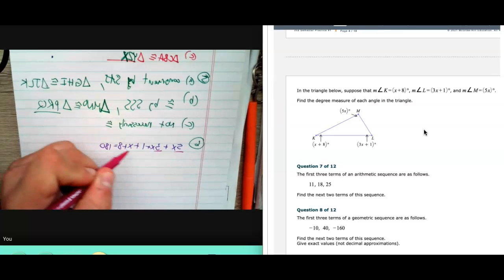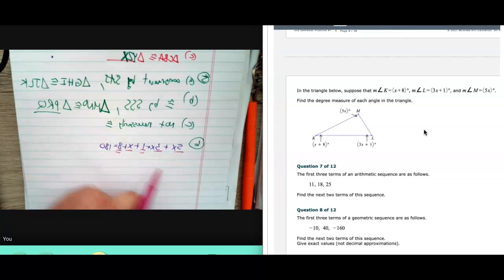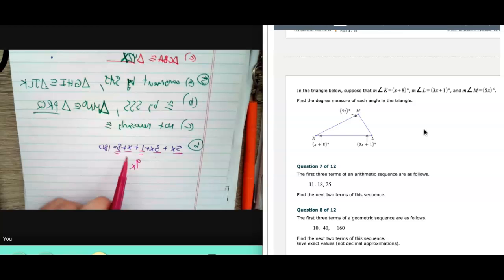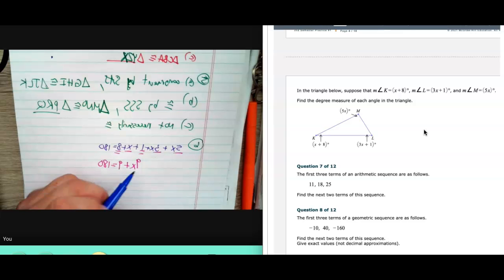And then if you solve this, you have 5x plus 3x, that's 8x, plus 1x is 9x, and then we have 1 plus 8, that's 9, so 180, and then we just can solve that. Let's go ahead and subtract 9 to get 9x equals 171. Now divide both sides by 9. And that should be exactly 19. Now use a calculator as needed.